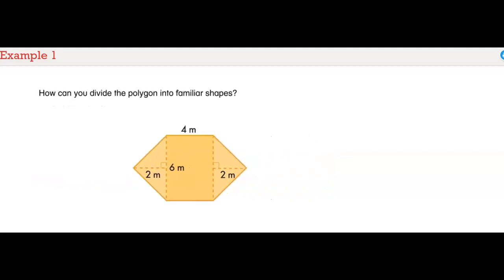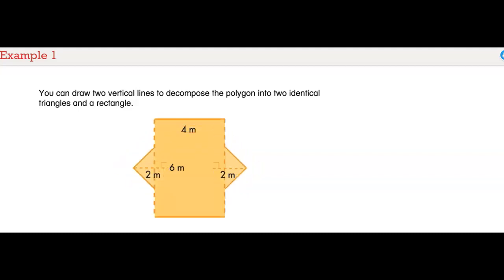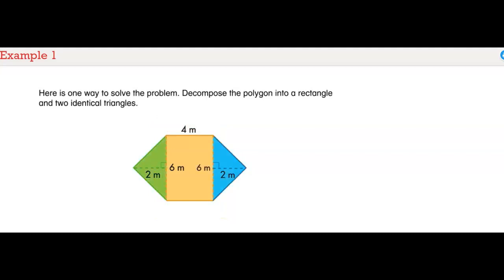How can you divide the polygon into familiar shapes? You can draw two vertical lines to decompose the polygon into two identical triangles and a rectangle. Here is one way to solve the problem. Decompose the polygon into a rectangle and two identical triangles.